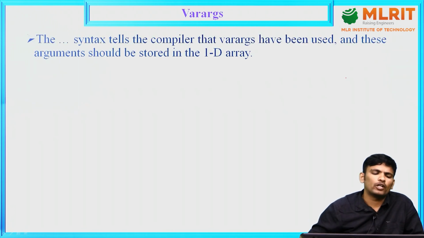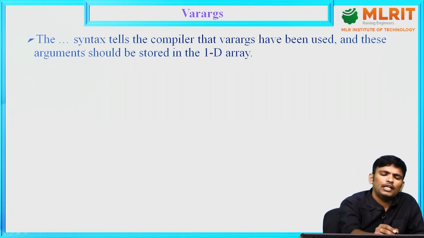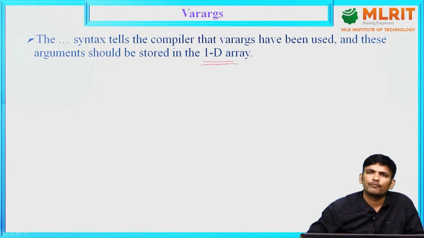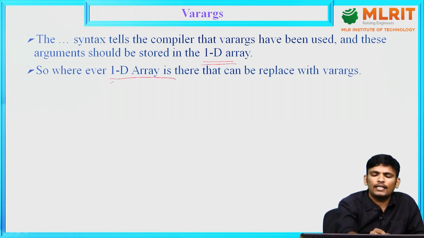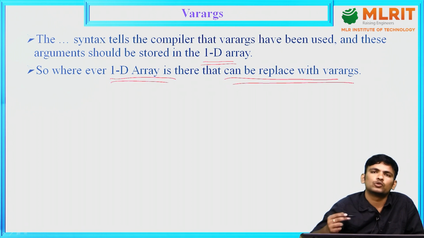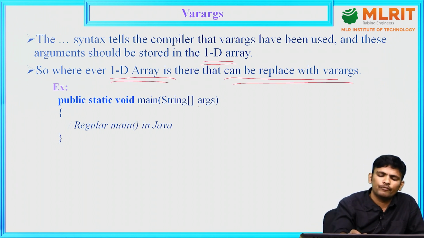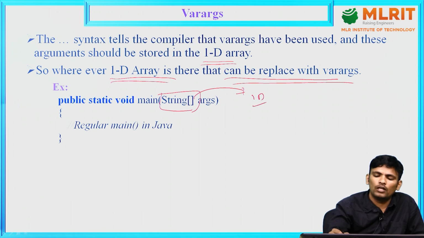And one more very important point: the three dots, this var-args concept, is internally implemented using a 1D array. As I mentioned, all variables inside var-args are differentiated by using an index. So it is represented using a 1D array, which means wherever a 1D array is there, it can be replaced with var-args. The best example is the main method. As we know, public static void main, and here you can observe the String array args, with only one square bracket, so this is a 1D array.